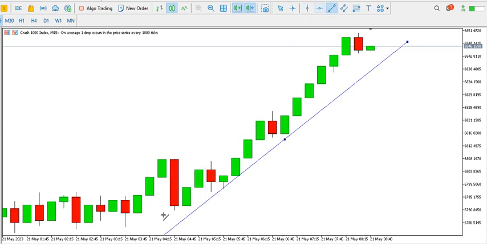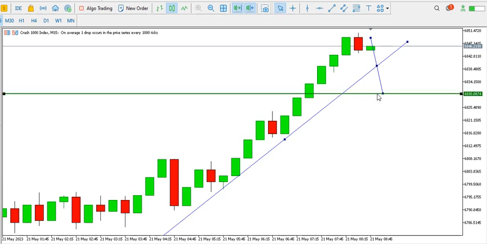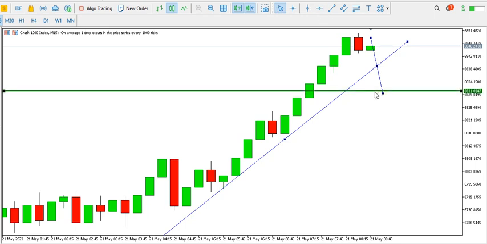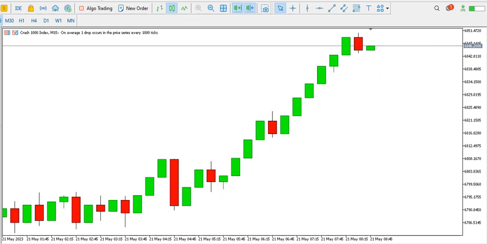So if you want to enter the buy trade, you can use this pullback to measure your stop loss. If you buy at this current point, your stop loss could be somewhere around here. So that's that for Crash 1000 on 15 minutes time frame.